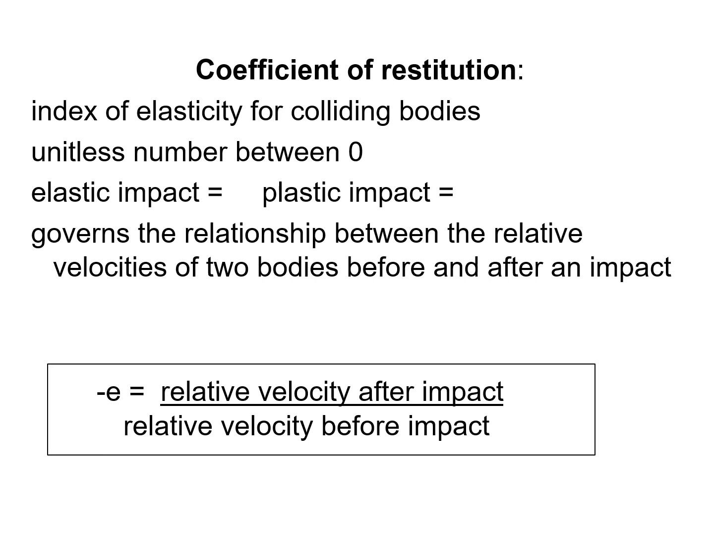So when we look at this, that's where we start talking about the coefficient of restitution. It is the index of elasticity for colliding bodies. It is a unitless number between 0 and 1, with a perfectly elastic impact equaling 1 and a perfectly plastic impact equaling 0. This governs the relationship between the relative velocities of the two bodies before and after an impact, with a negative being the relative velocity after the impact over the relative velocity before the impact.